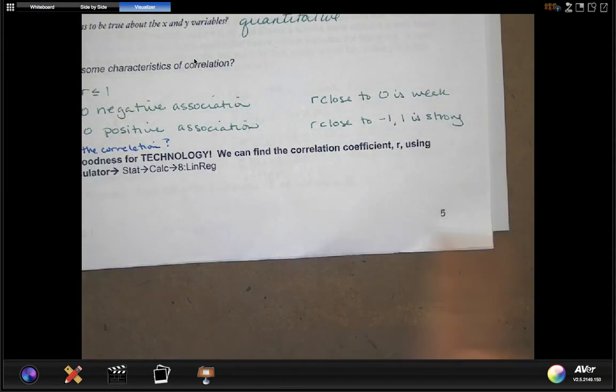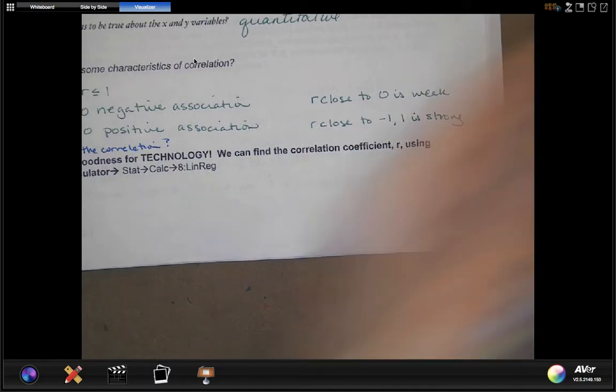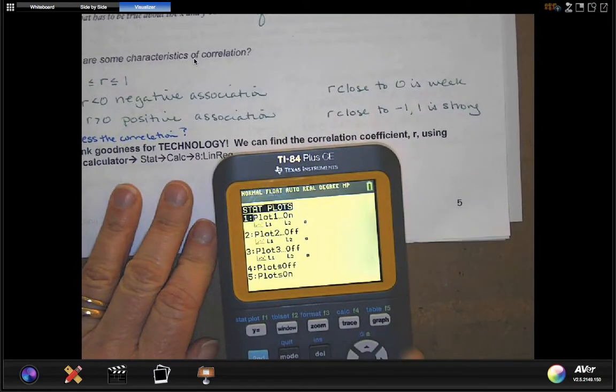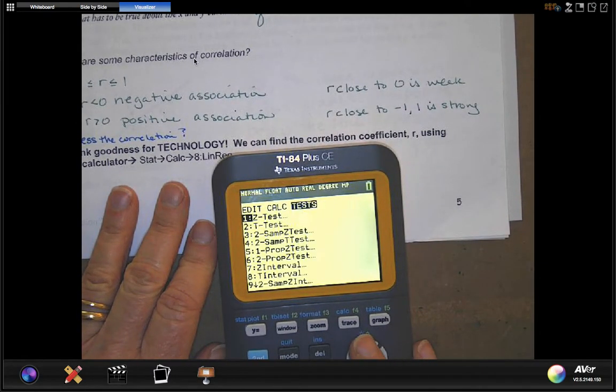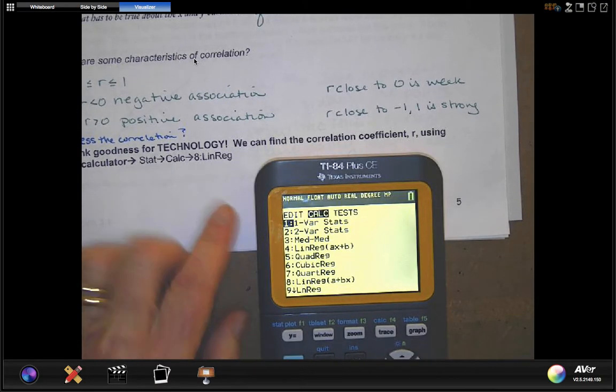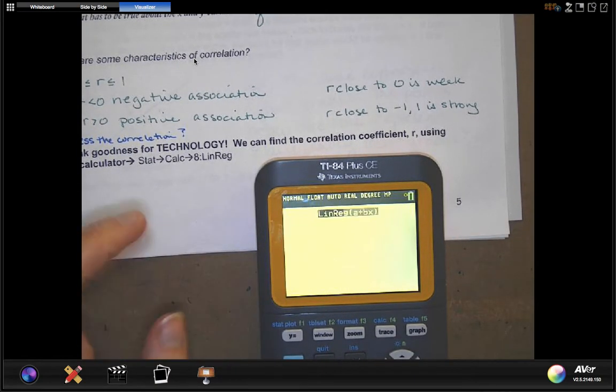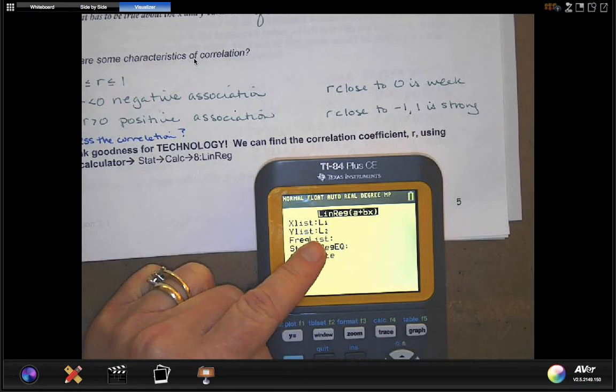You can do it on technology. Like I said, you're not going to have to use that formula all the time. So if I wanted to do it on technology, I'd go to stat, tests, stat calc. We're going to use option 8. I know you might have used 4 in the past. I'm going to use 8 in this class. You'll know why more tomorrow.